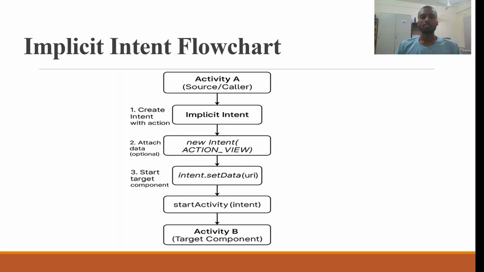Firstly, we'll be in a screen or an activity A. Thereon, we create an intent with some action. For example, opening a web page is an action. So the implicit intent, and attaching data is optional. For example, the web page is a school web page, so there we are defining the URL. That is an action view, and the data which we are setting, a uniform resource identifier, is the link of the organization, and we are starting the intent, and the target component activity B we are getting.